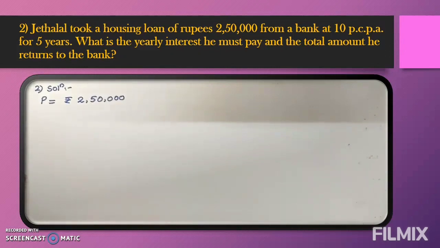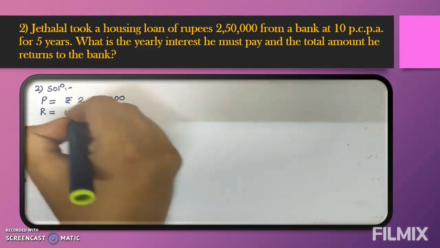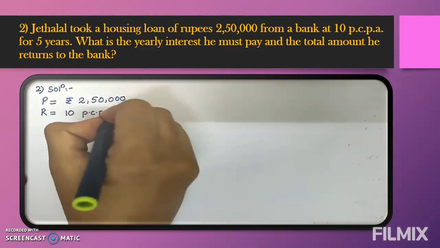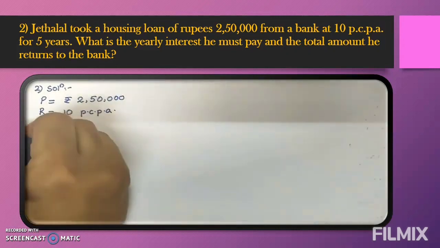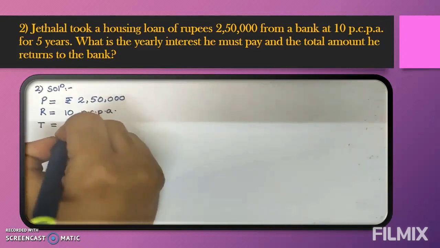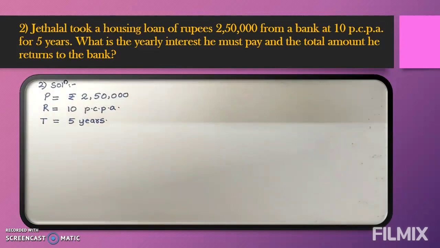PCPA is the unit of what? Rate of interest. So here we will write R is equal to 10 PCPA. Then they have given it for 5 years. 5 years, that is T. T is nothing but 5 years. Now we have to see clearly here one mistake all are making.